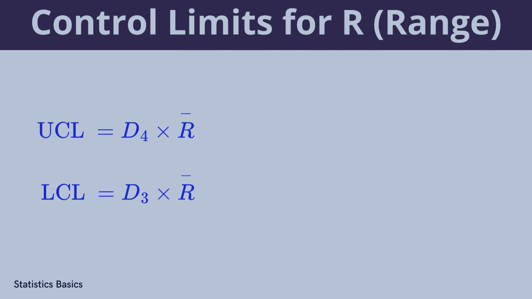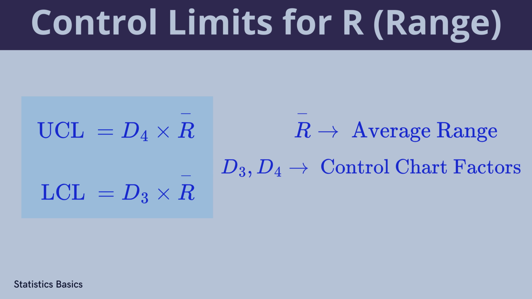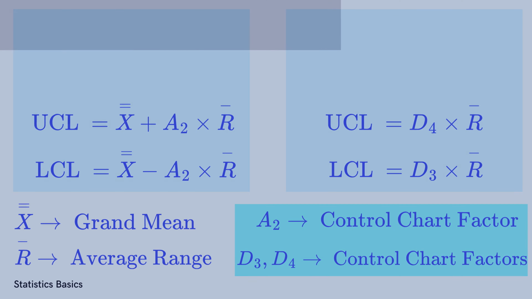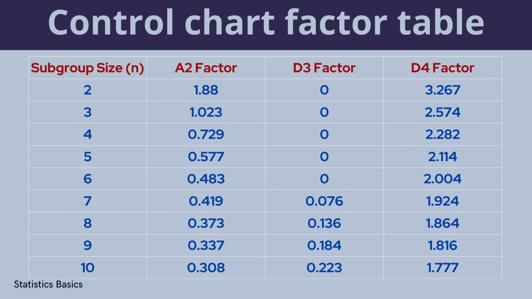To determine if the variability is stable, the control limits for the range chart are calculated using the following formulas, where R bar is the average range and D3 and D4 are the control chart factors designed to set the limits at 3 sigma. The control chart factor table provides specific numerical values for constants such as A2, D3, and D4, which are determined by the subgroup size N. These values replace the complex standard deviation formulas with simple multiplication.